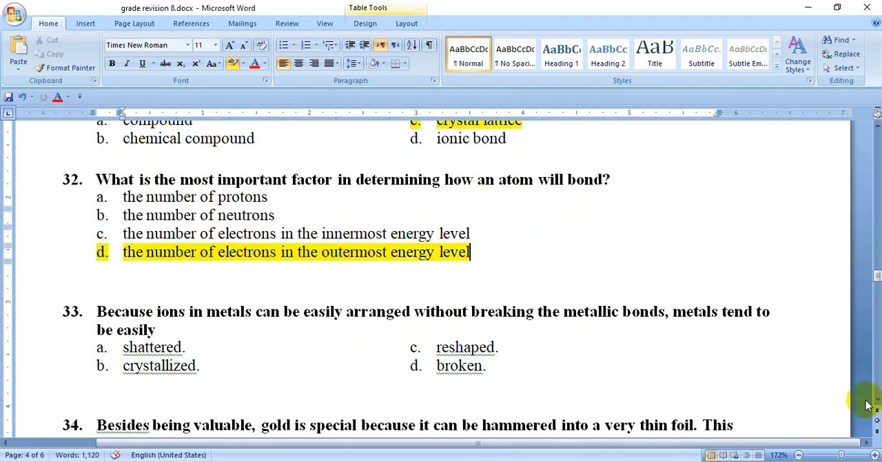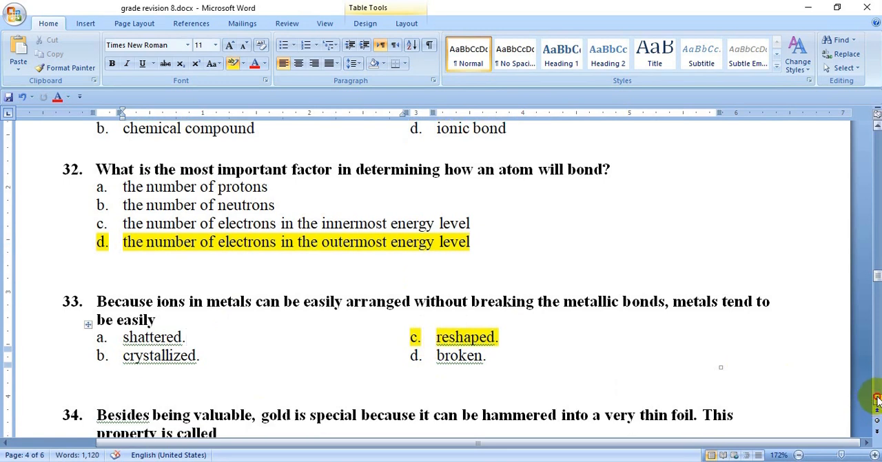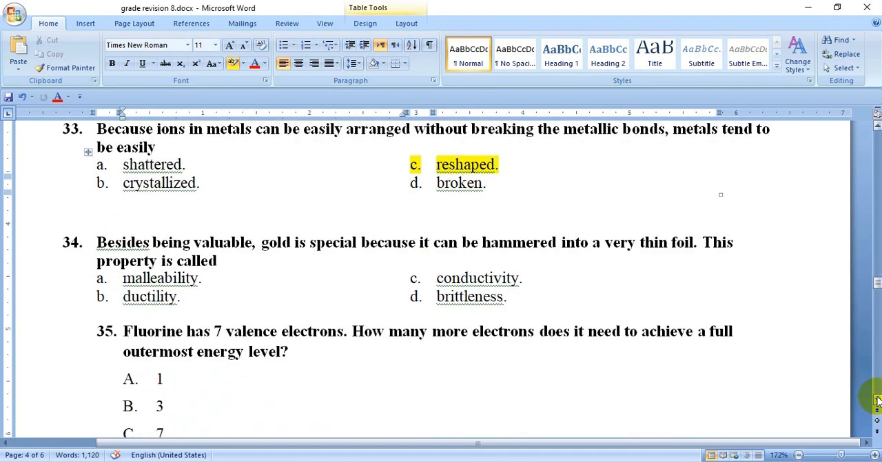33. Because ions in metals can be easily rearranged without breaking the metallic bond, metals tend to be usually what? Shattered, meaning broken down into smaller pieces, crystallized, reshaped, or broken? Yes, reshaped. All metals are easily reshaped because of their metallic bond and the free movement of electrons.